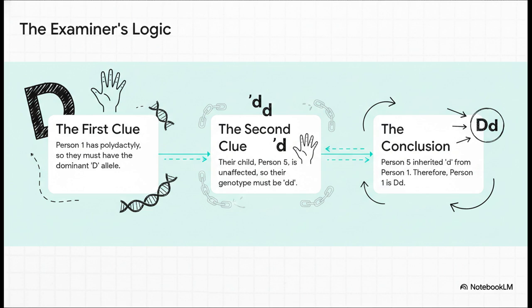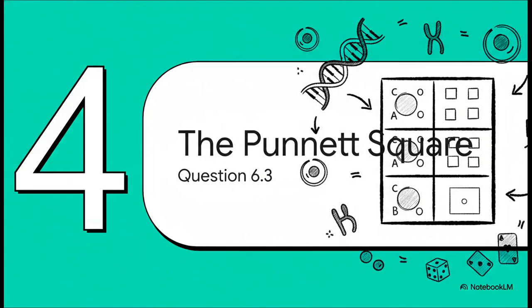Now, think about it. Where did those 2 ds come from? One from each parent. So person 5 must have gotten a recessive d from person 1. And there's your proof. Person 1 has a big D because he's affected, but he passed on a little d to his child. He has to be Dd. Boom!